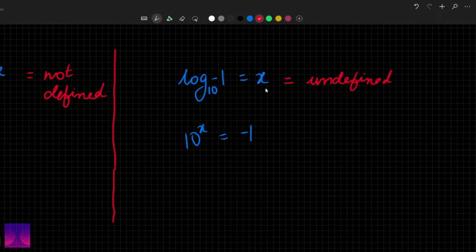Okay, because no number can be raised to another number to ever give you a negative number. So log of minus 1 is undefined. The log of any negative number is undefined. Okay, let's take another example.